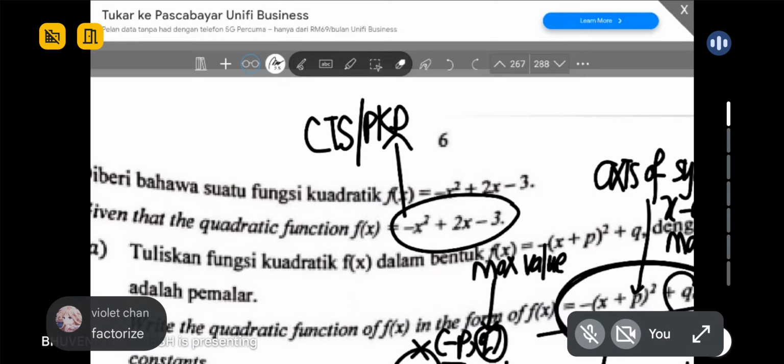Correct. Okay, nilai A kena 1. Okay, so you factorize the negative. Correct. Okay, kamu keluarkan simbol negatif. Okay. Second step. What is second step? Langkah kedua. After you factorize.